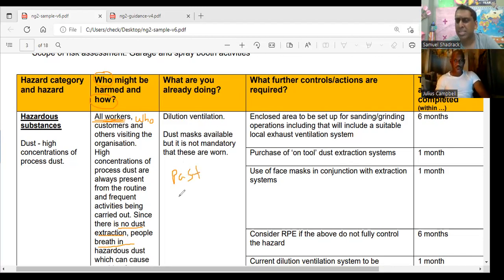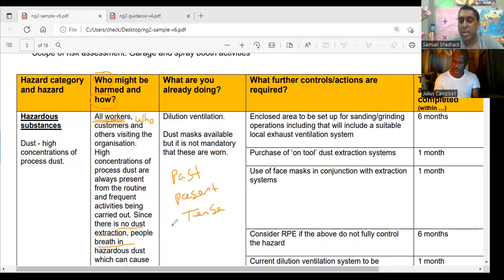Well, past or present tense. It could be present tense as well, right? And when you write it, you have to write it in a way that it is probably not going to be good enough. I'll tell you what I mean just now, right? Like this here is not good enough. How do you put dilute ventilation? That's not good enough, right? You have to say what is already being done. You have to say, okay, this point has dust masks available, but it's not mandatory that they are worn.